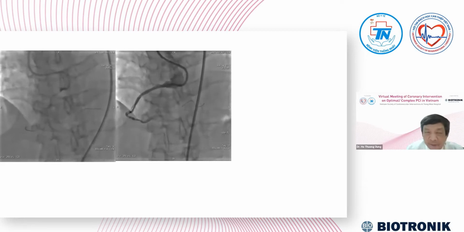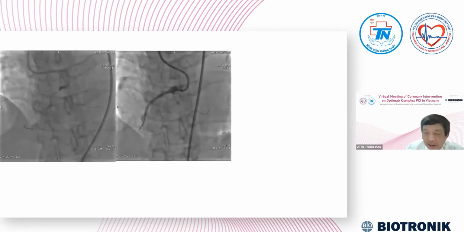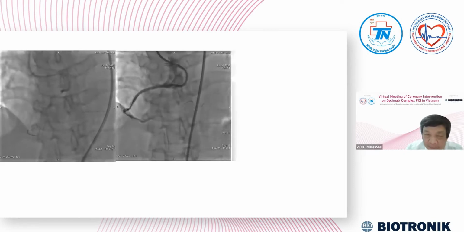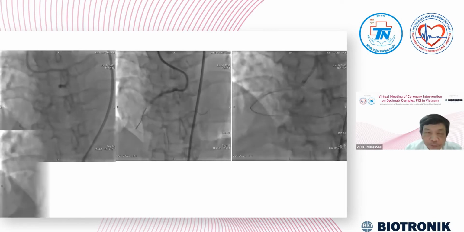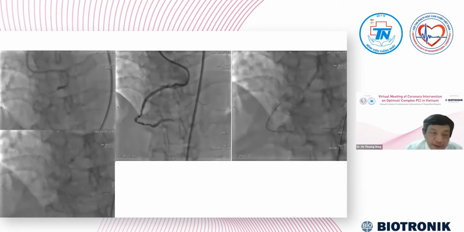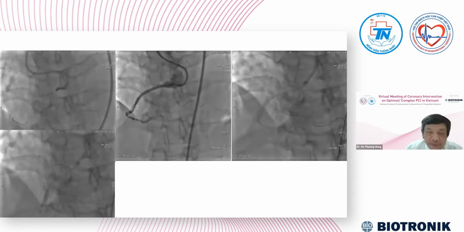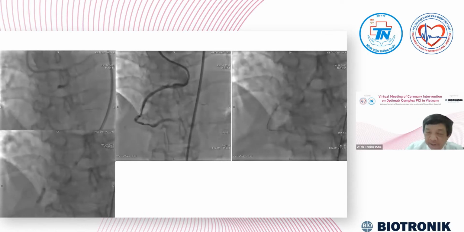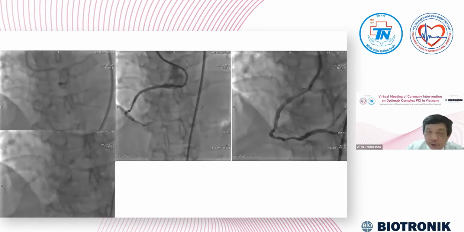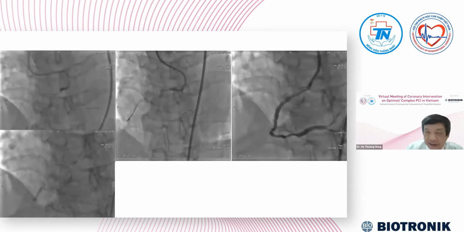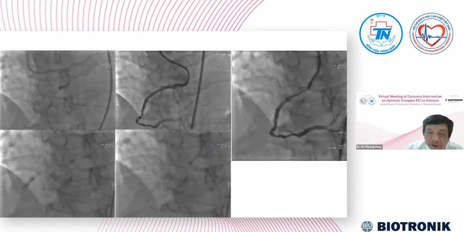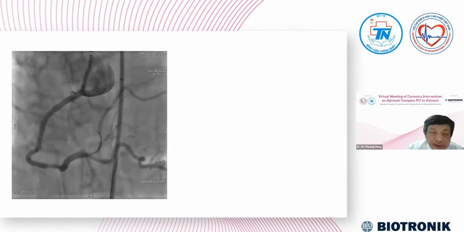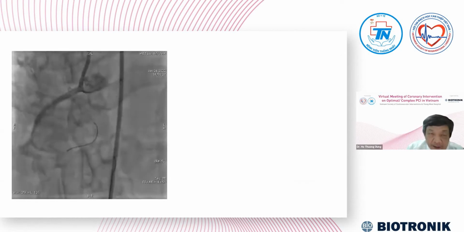And with the support from Ampla and Guidezilla, we can deliver the balloon to the lesion and do pre-dilatation, and then deliver the first stent to the distal segment and the second stent to the mid segment of the RCA. A little bit difficult. And this is the last result.